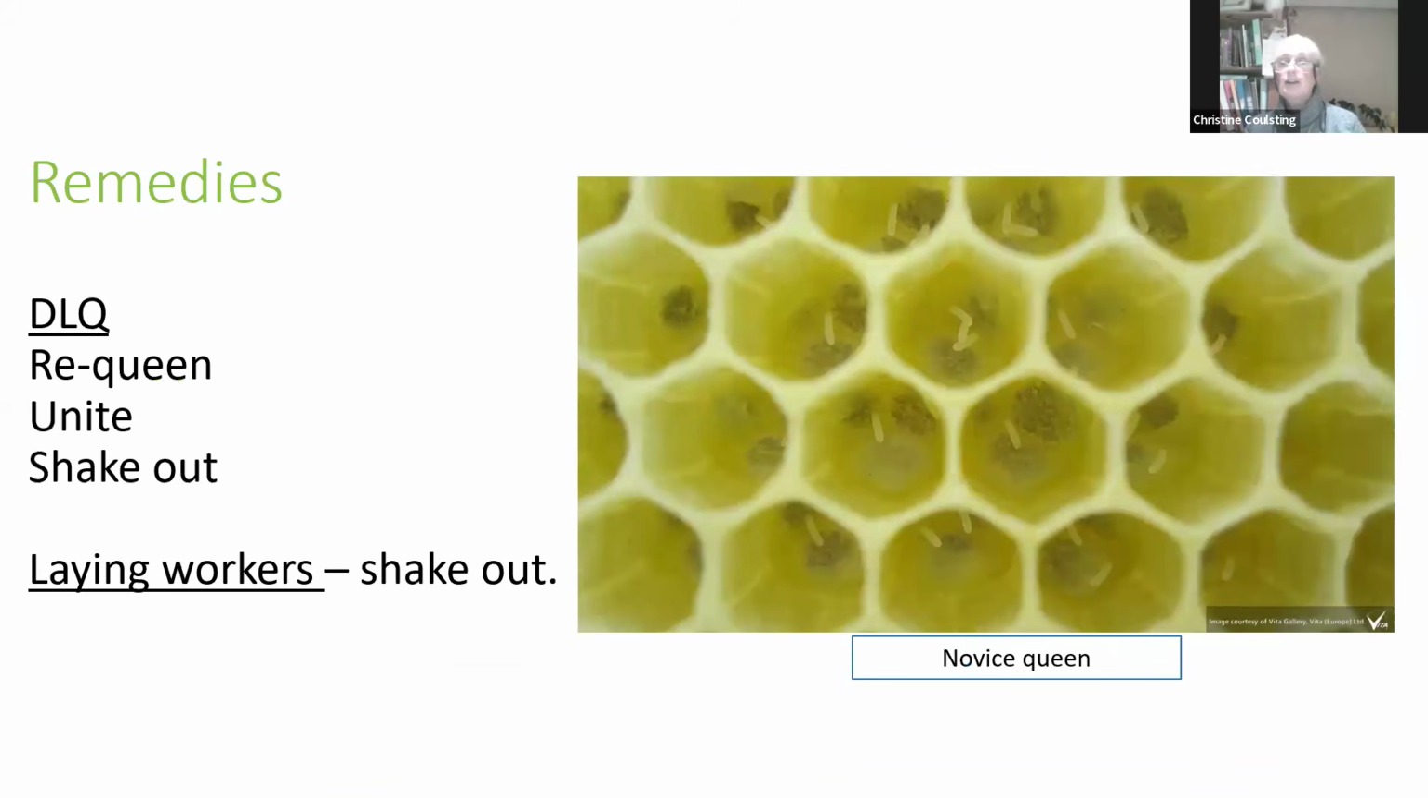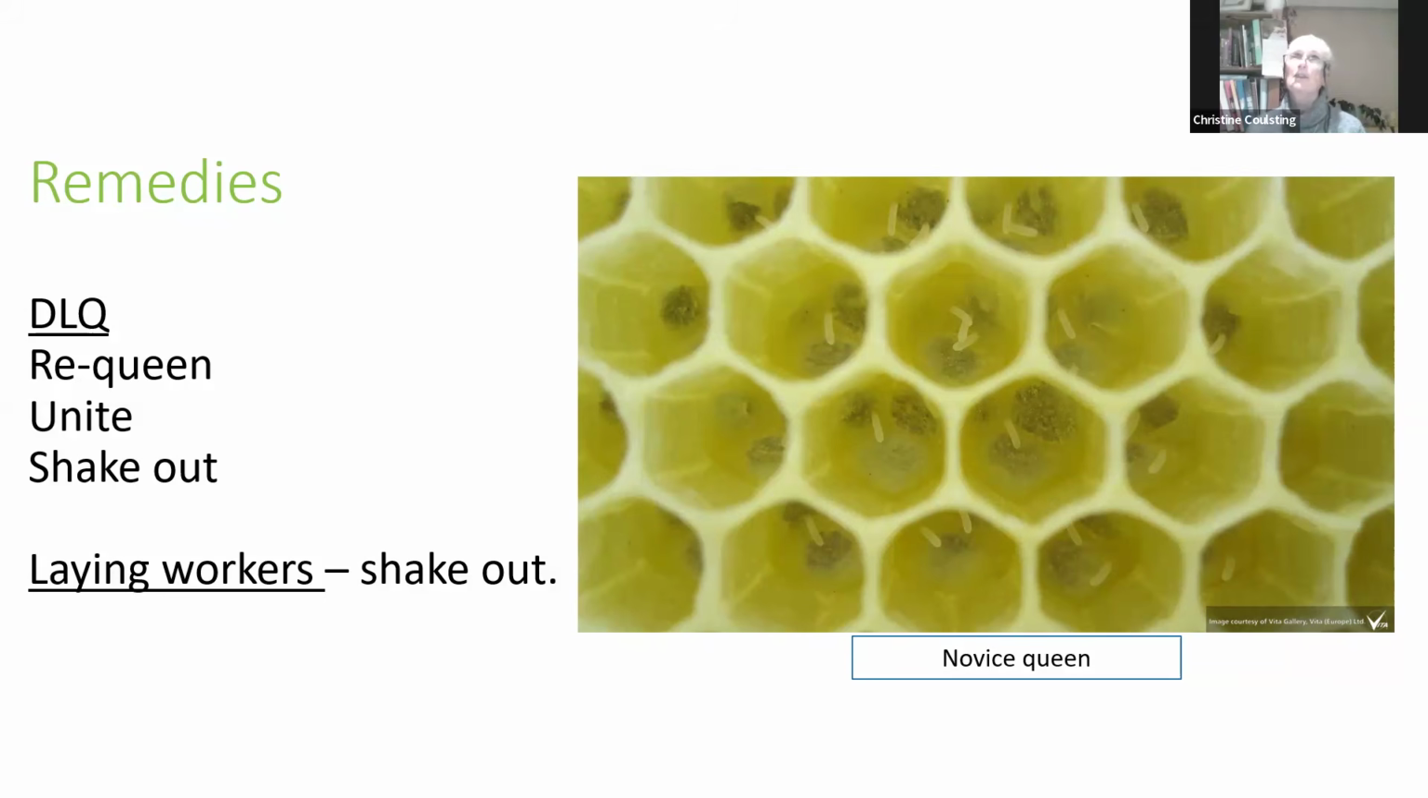So remedies, drone laying queen. If you can do something fairly promptly, so you've got a new queen that has just been mated but not mated well, or hasn't been able to get out and mate, and you can find her, then requeen, and you can do that by uniting, or putting a new queen in, or shake it out.